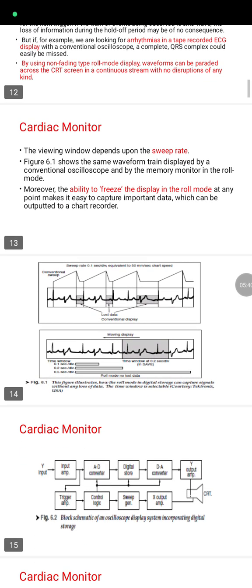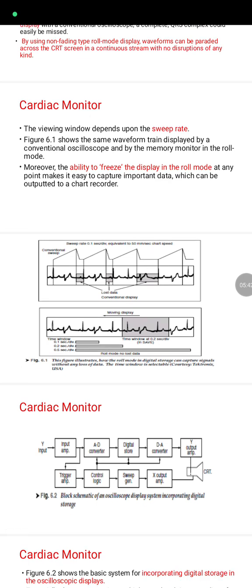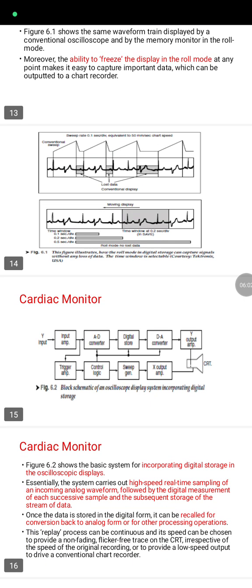The viewing window depends upon the sweep rate. Figure shows the same waveform train displayed by a conventional oscilloscope and by the memory monitor in the roll mode. Moreover, the ability to freeze the display in the roll mode at any point makes it easy to capture important data, which can be outputted to a chart recorder.